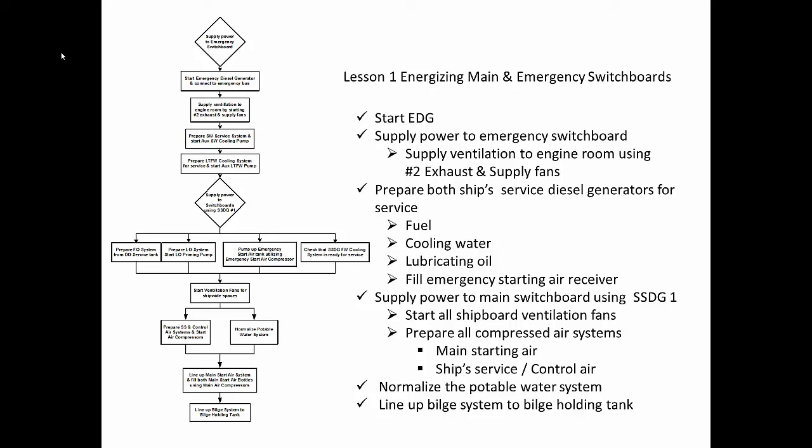We're going to use diesel generator number 1 to supply power to the main switchboard. Then we're going to start up all the shipboard ventilation fans, prepare all the compressed air systems, which on this vessel is your main starting air, and they have a ship service air, which is a combined ship service and control air. Then we're going to normalize the potable water system and line up the bilge system to pump the bilges into the bilge holding tank.